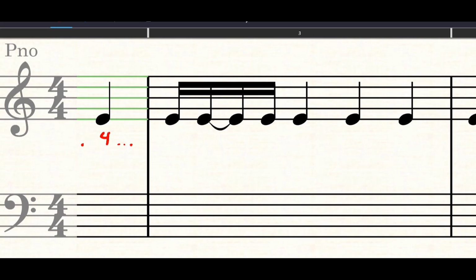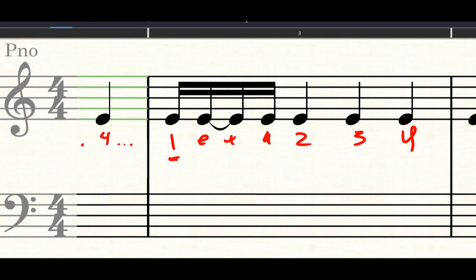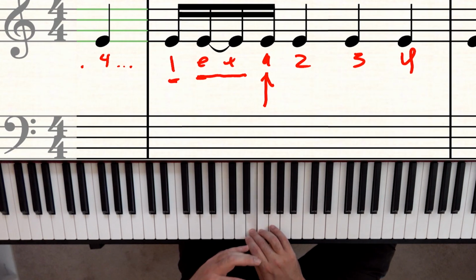It's literally the same thing, right? 1 e and a, and then 2 e and a, 3 and a, 4 e and a. You know the deal by now. Now the question is, where is the attack point? Well, we're hitting on beat 1, right? And then we're hitting again on "and," and we're holding over. We can see that with the tie. Therefore, our plan of attack, our attack point, is on "a." 1 e and a, 2 e and a, 3 e and a, 4 e and a.